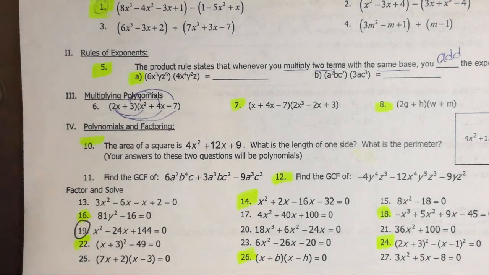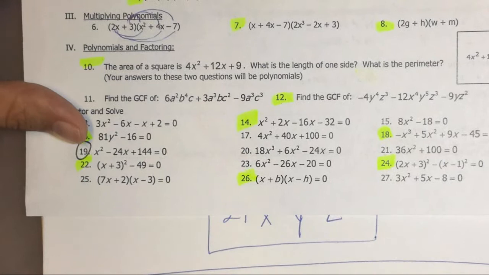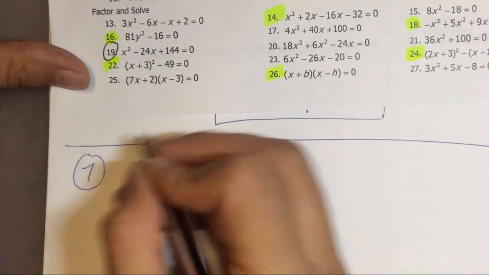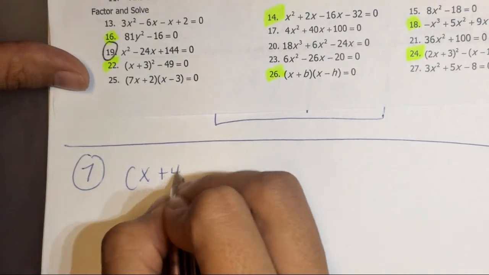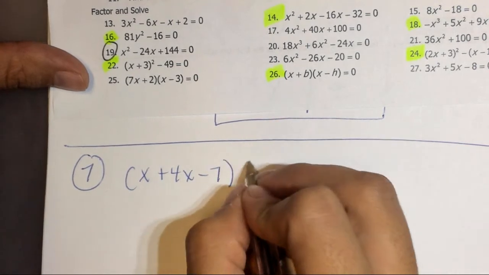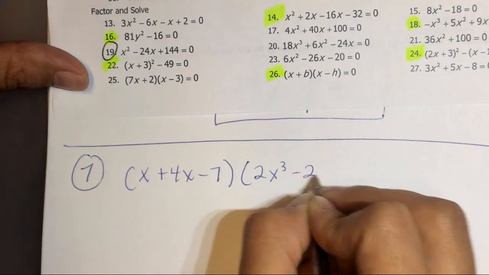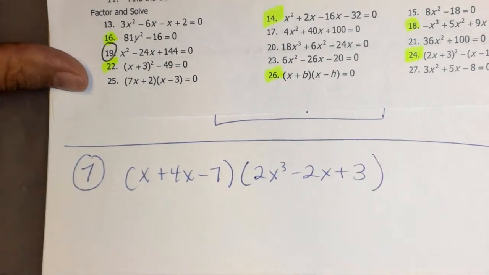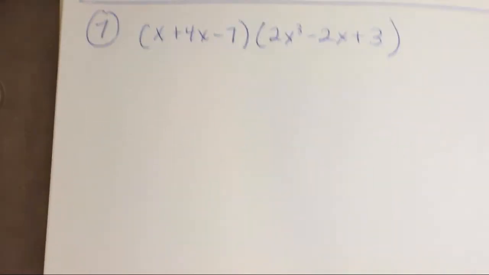So I'm going to pick number 7 to do because I think that one's a little bit more complicated, because it's a 3 term by 3 term. So I'm going to rewrite that down on my paper really quick. So you have x plus 4x minus 7 times 2x cubed minus 2x plus 3, and you are multiplying. Alright, so let me move this up so y'all can see.